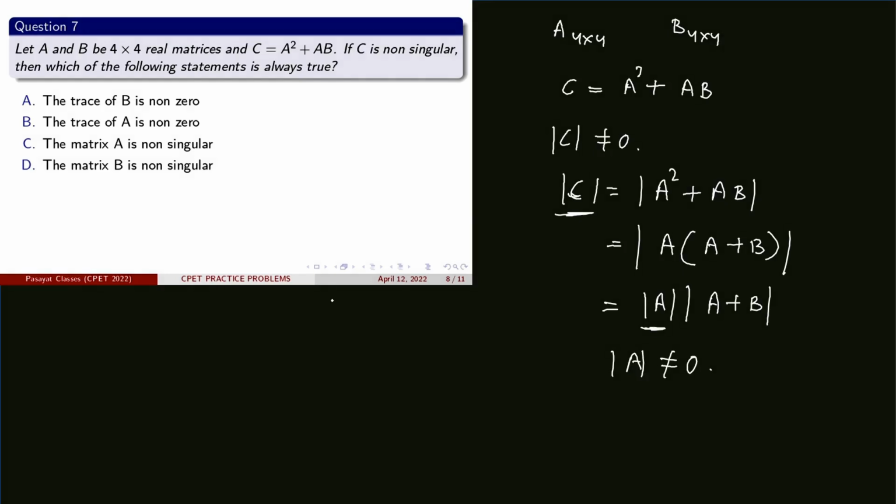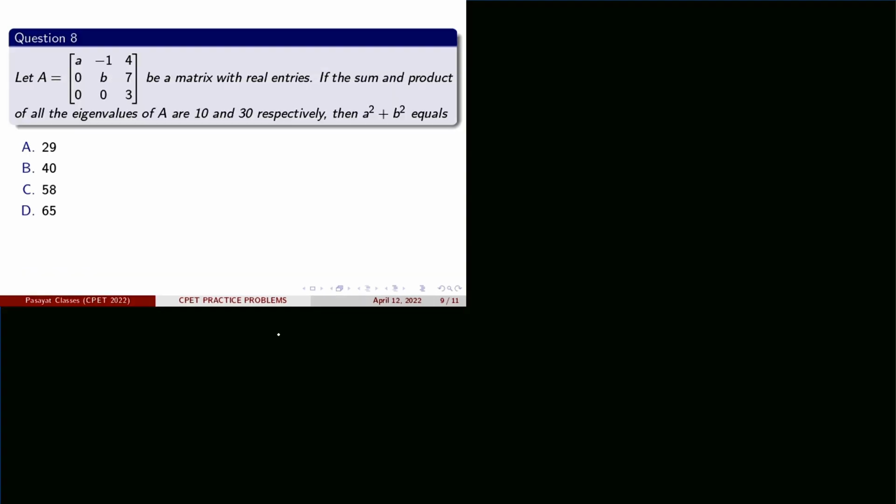So option C is correct. That is, the matrix A is non-singular. Matrix A is non-singular. Now come to question number 8.